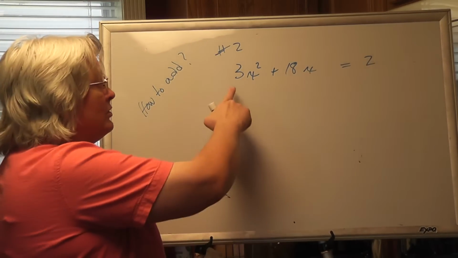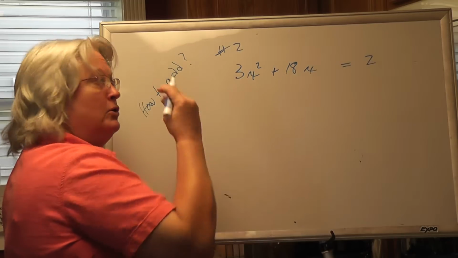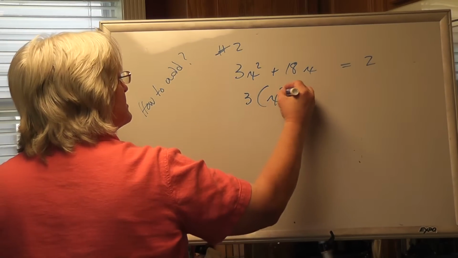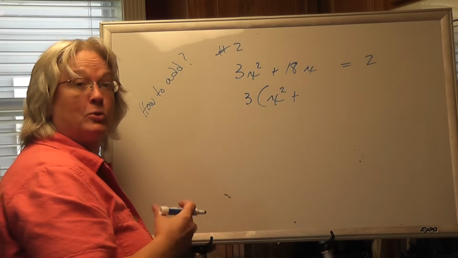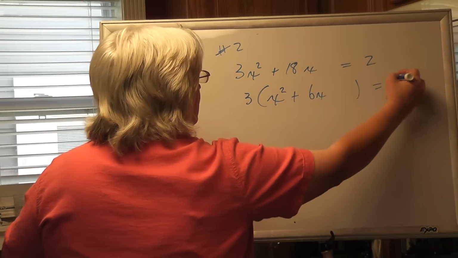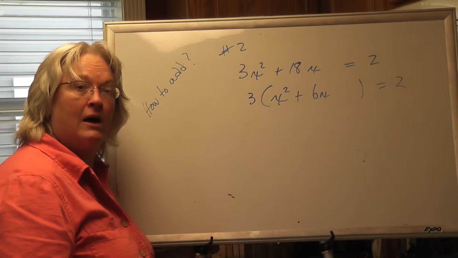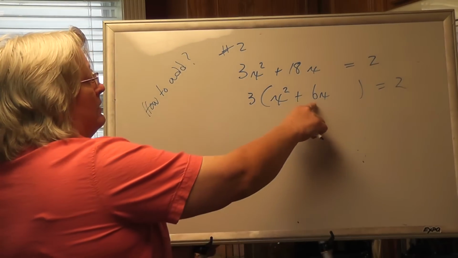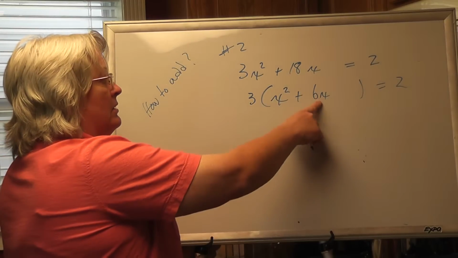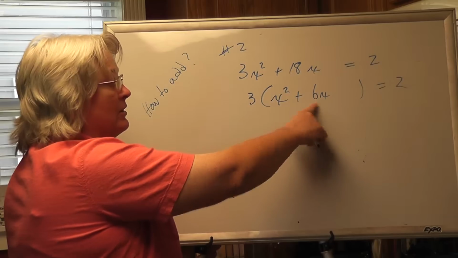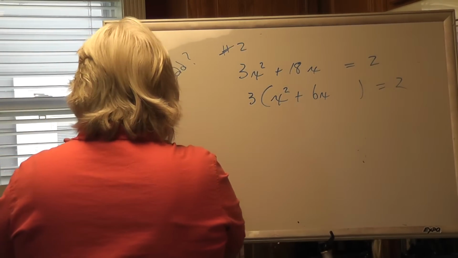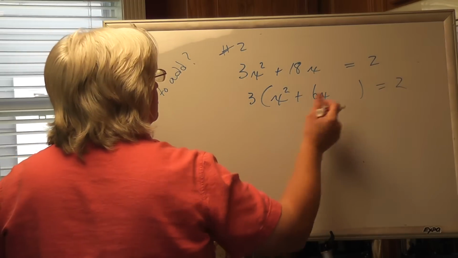Well, is the leading coefficient here 1? No, it's not. You have to make sure that you look for that. 3 times x² plus what? It's going to be plus 6x. This is the distributive property in reverse. Now, how do we determine what we're going to add to complete the square? You take half the coefficient of the first degree term, which is 3. You square that, and you add that to both sides of the equation.